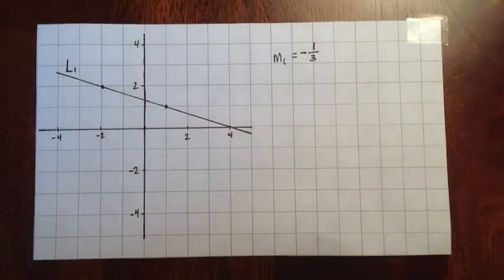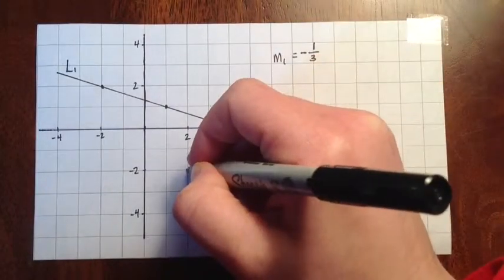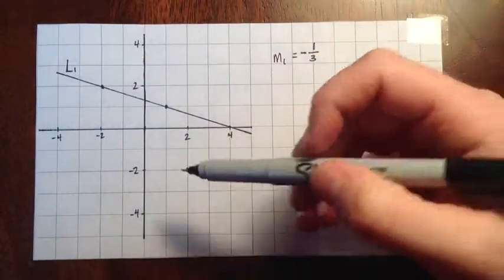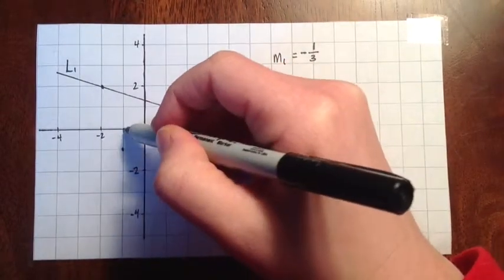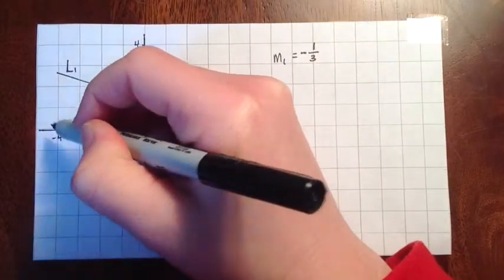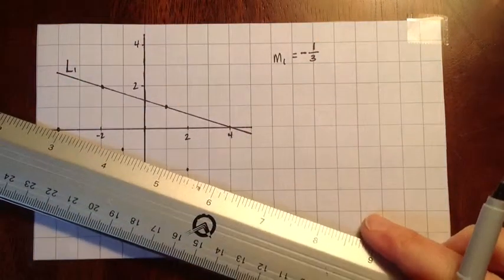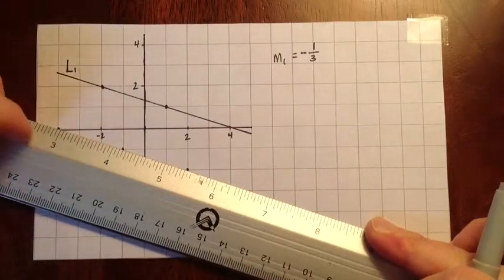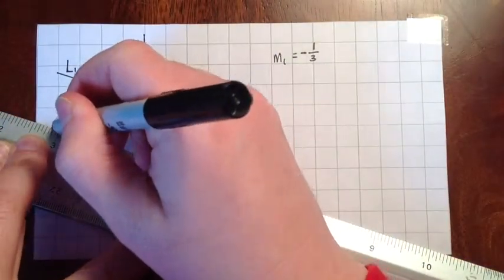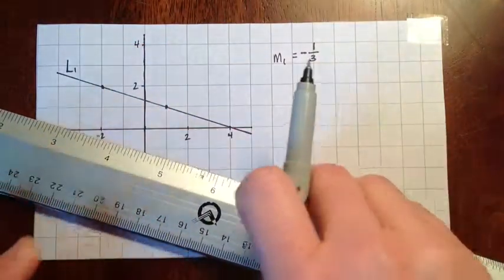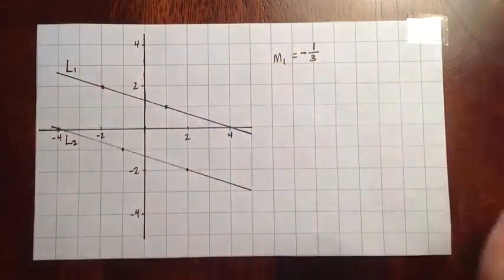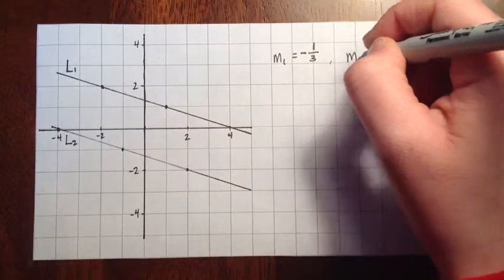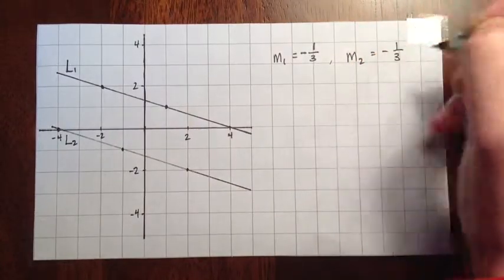Okay, now I'm going to see what it looks like if I draw just another line with a slope of -1/3 in a different place. So I'll pick any kind of random starting point. Maybe I'll choose here. And I'm going to do a rise of 1 and a run of -3. Call this one L2. So we get there. We also have M2. Its slope is also -1/3.